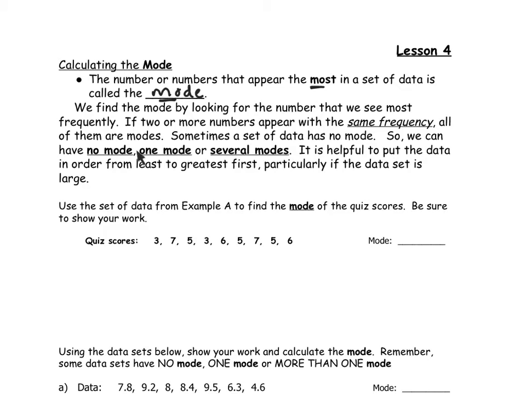The other thing I want to discuss is no mode. If we don't have a mode, we don't use the number 0 because that would imply that the number 0 is what we see the most. So we're going to actually have to write no mode. So let's get started and see what we can do.